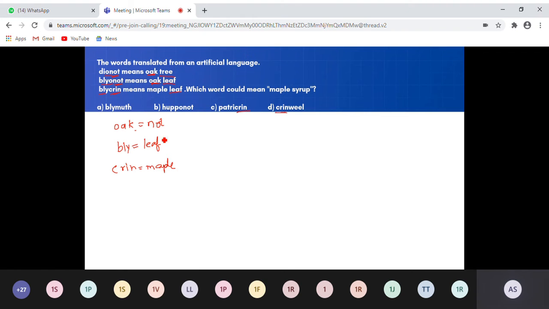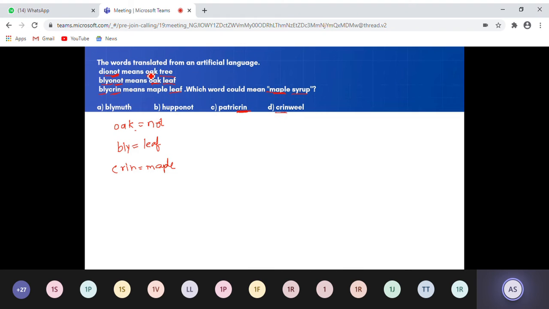There's a pattern to it. If you look at it, not comes second here, but in the coded word, the artificial language, it will be first. Not comes second here, but it comes first here. So they're asking for maple syrup. Maple is first, so it will come in the coded one in the second portion of it.